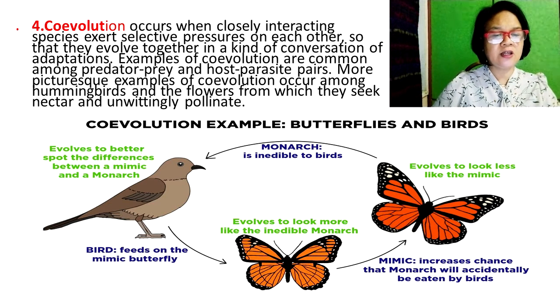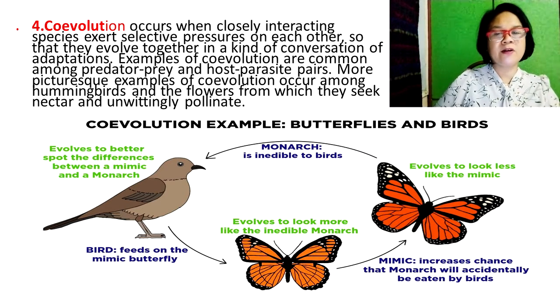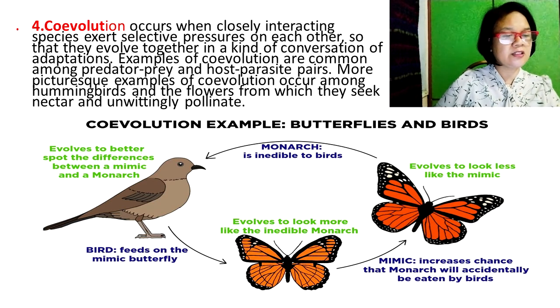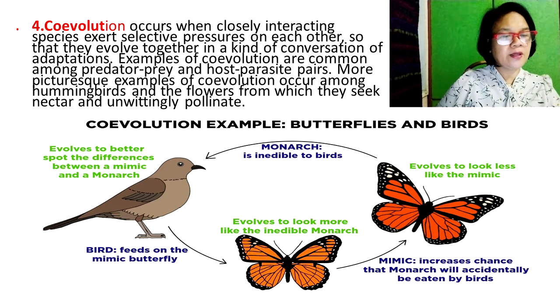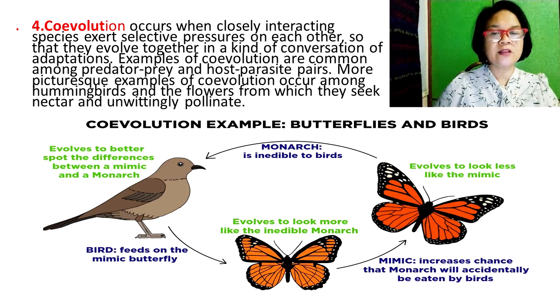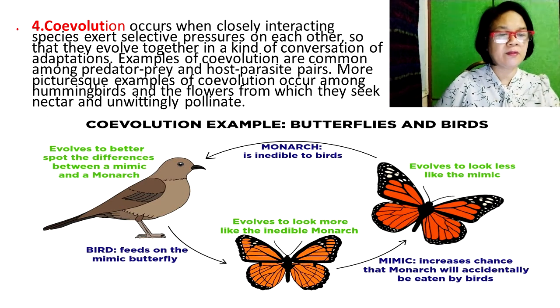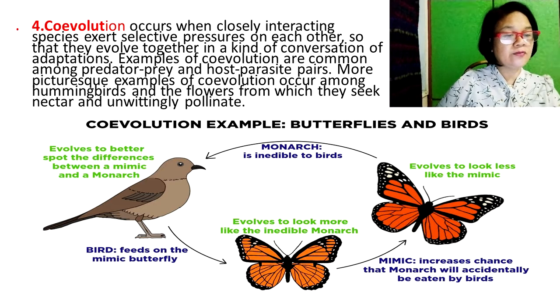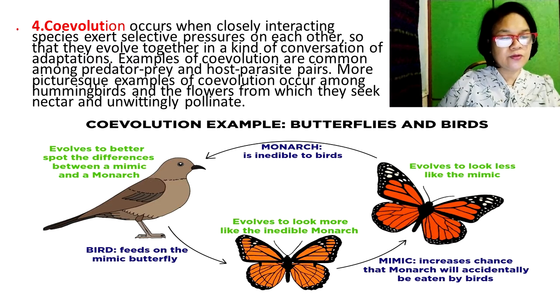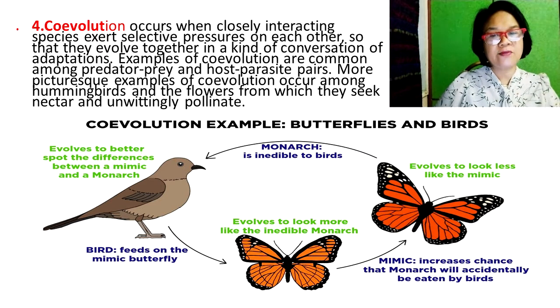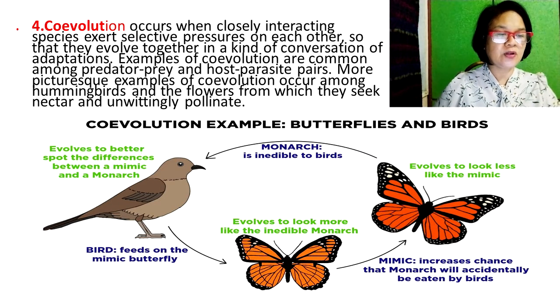The bird feeds on the mimic type of butterfly. Tapos, yung another type of butterfly, which is the monarch, is inedible to the birds. So, para magkaroon ng co-evolution, the mimic increases the chance that the monarch will accidentally be eaten by the birds, because the mimic is considered the one that is fed on. Pero yung monarch, hindi makain. So, para mag-evolve, the mimic evolves to look less like the monarch. Tapos naman, yung isa naman evolves to look more like the inedible monarch, para lahat sila safe at hindi makain ng bird. So that's what we call co-evolution.